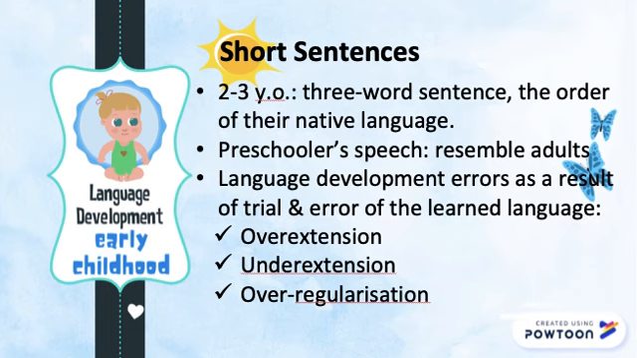They are overextension, underextension, or over-regularization. Examples of these can be found in the book.